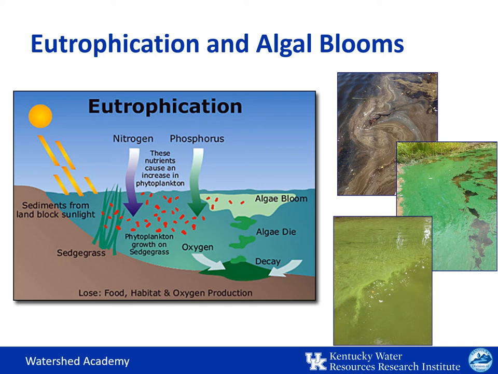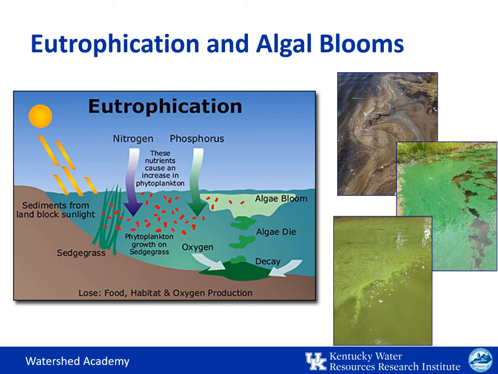Bacteria consume oxygen as they break down the decomposing algae. This process causes a depletion of the available dissolved oxygen. With less oxygen in the water, fish will suffocate and die. This entire process is called eutrophication.